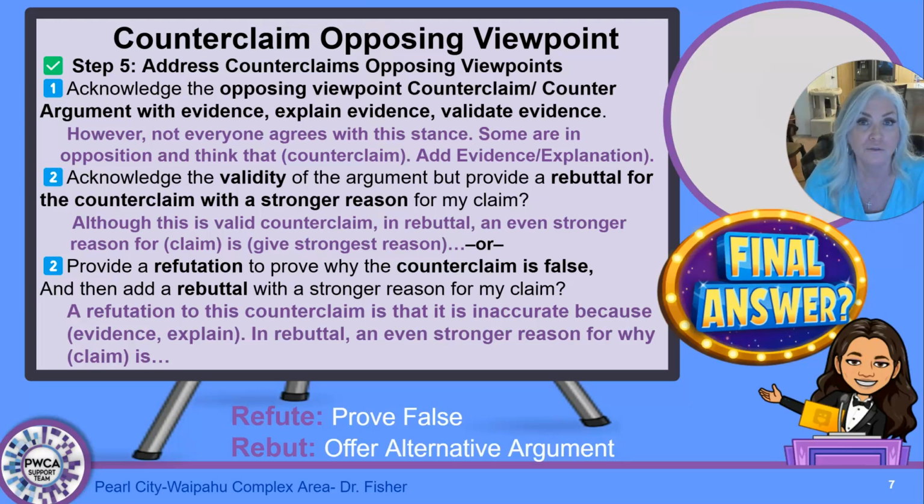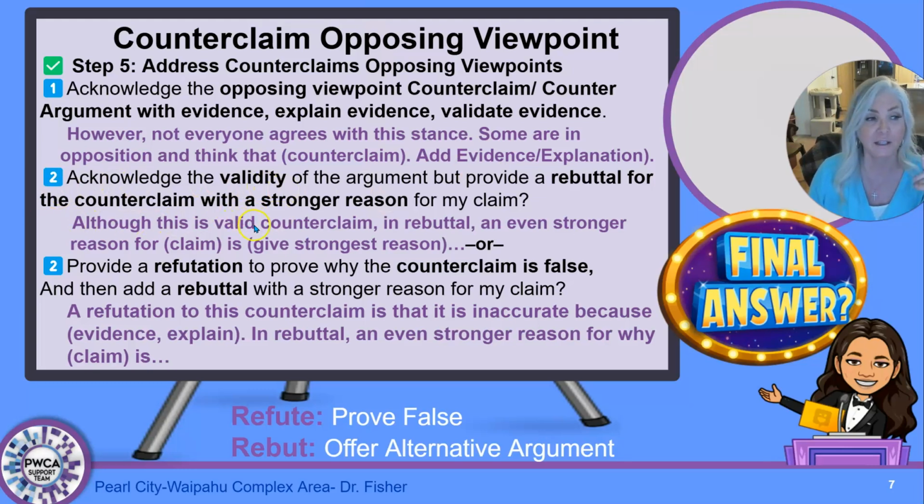So for 7th, 8th, and 11th graders, this paragraph, I always started off with, "However, not everyone agrees with this stance." So you just said your claim, right? You're talking about your claim, for 2 different reasons. And now, not everyone agrees with this stance. Some people think that cell phones should be allowed in the school. So some are in opposition and think that cell phones should be allowed in school. And then you add your evidence and explain. So they think that they should be allowed in school because of safety and peace of mind for parents.